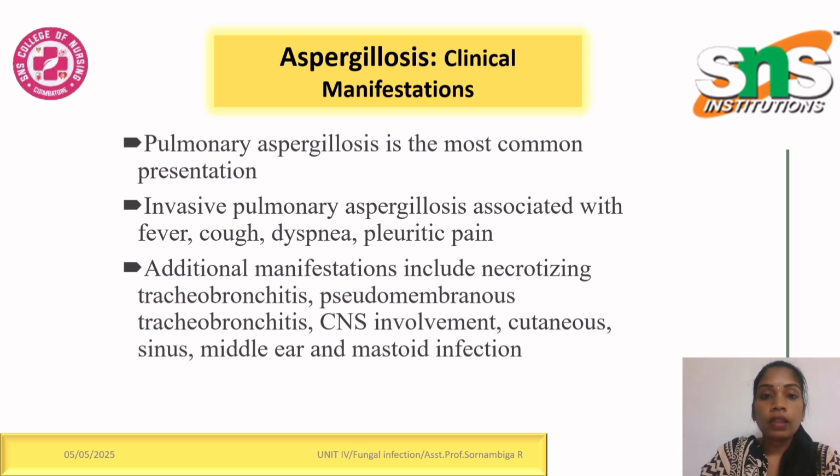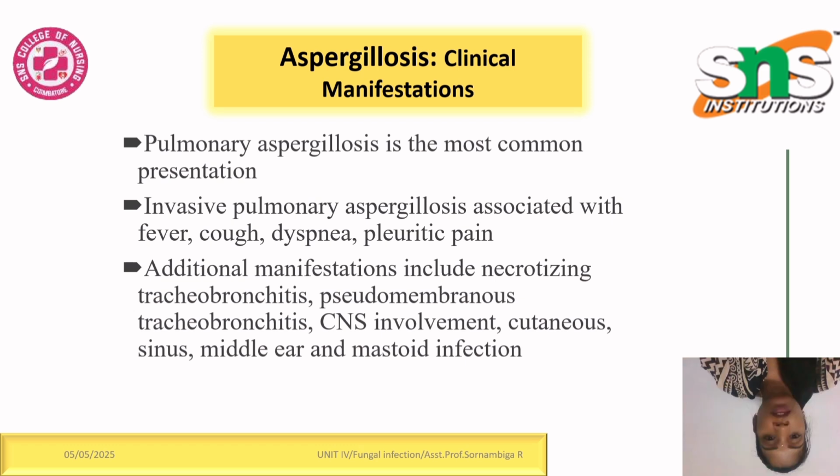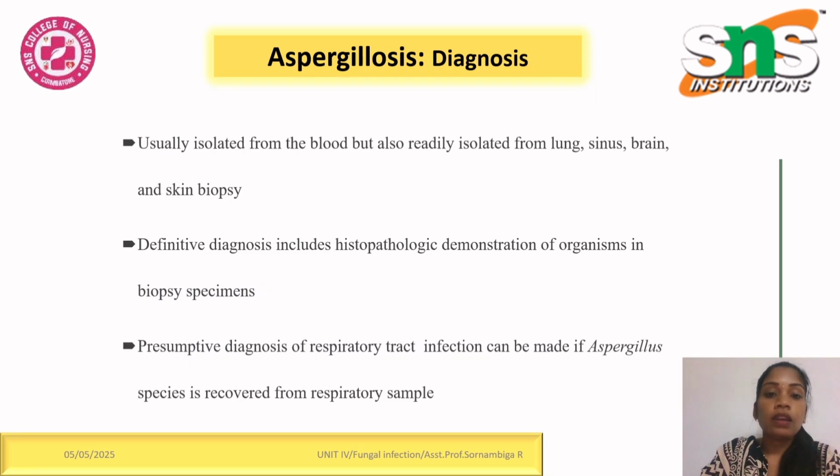Aspergilloma is a fungal ball in pre-existing lung cavities. Invasive aspergillosis is a life-threatening infection, particularly in immunocompromised patients. Symptoms can include cough, fever, hemoptysis, and chest pain, then respiratory distress.